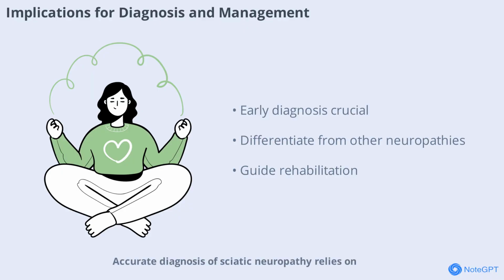Accurate diagnosis of sciatic neuropathy relies on a combination of clinical assessment and electrodiagnostic testing. Differentiating between sciatic neuropathy, radiculopathy, and plexopathy is essential for targeted treatment. The study underscores the need for awareness of anatomical variations and risk factors, especially in routine procedures like injections. Early and precise identification of nerve injury can improve outcomes, guide rehabilitation, and prevent long-term disability. Ongoing research and larger studies are needed to further refine diagnostic criteria and management strategies, particularly in pediatric populations.